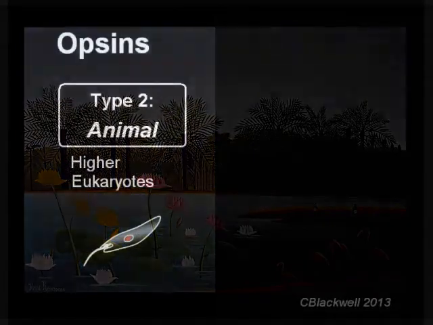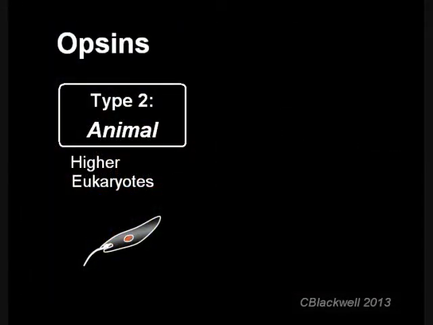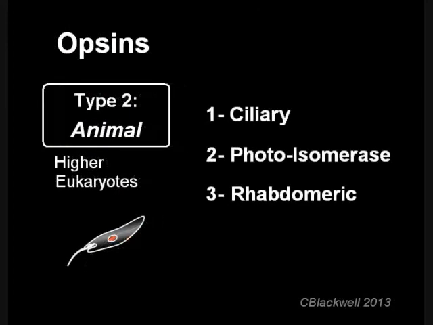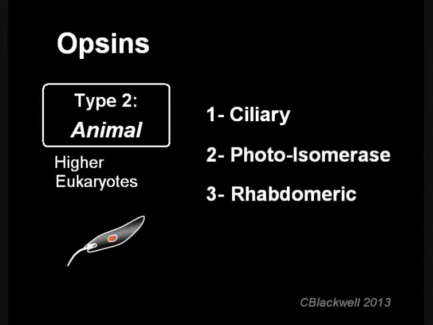Before I finish, I want to introduce one more topic. As animal eyes evolved, the type 2 opsins branched off into several subgroups. The ciliary group occurs mostly in vertebrate eyes and includes the opsins used in rods and cones. Number 3, the rhabdomeric group, occurs mostly in invertebrate eyes, for example, the opsins used in the compound eyes of insects.